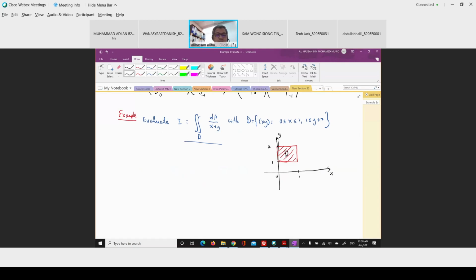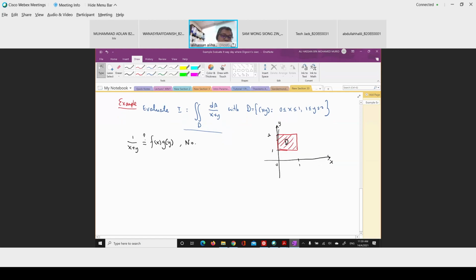Look at the integrand. It's 1 over x plus y, right? Now, is it possible to write this as a product of two functions as before? No, sir. No, huh? So the answer is no. It's not possible here. So we cannot use the third approach that we have used in the previous example.